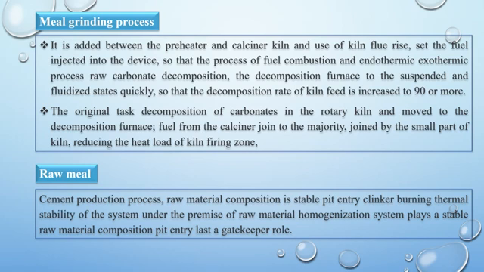Next one is raw meal. In the cement production process, a stable raw material composition at pit entry is the basis for clinker burning and the thermal stability of the system, under the premise of a raw material homogenization system. A stable raw material composition at pit entry plays the role of gatekeeper. So students, these were the two main processes, which were meal grinding process.